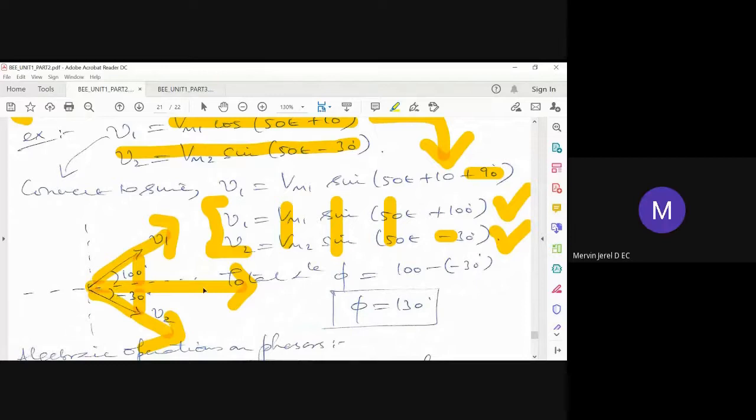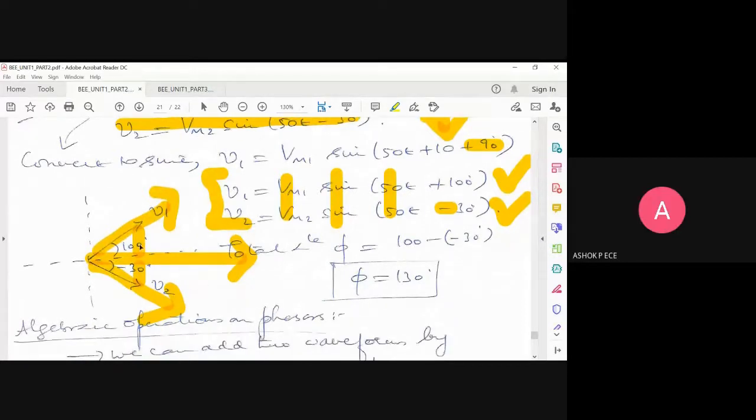See, the angle is 130. From the reference, V1 is at 100. From the reference, V2 is at 30. So 100 plus 30 is 130. So I will say V1 is leading V2 by 130 degrees.